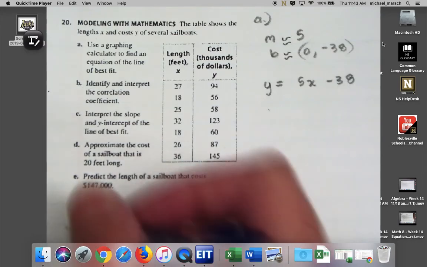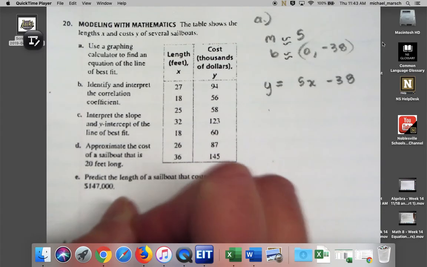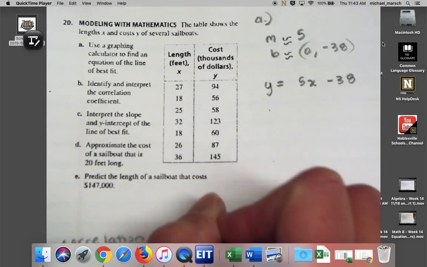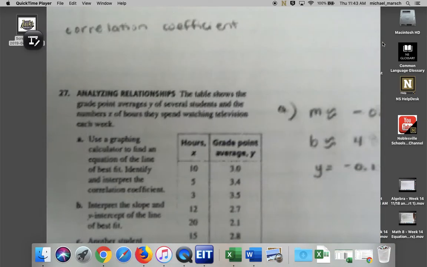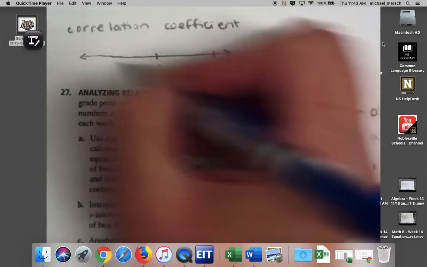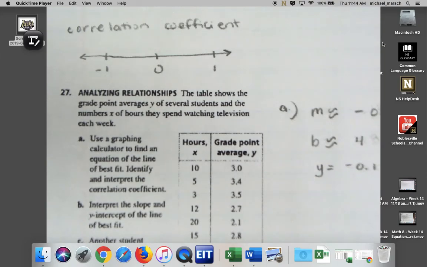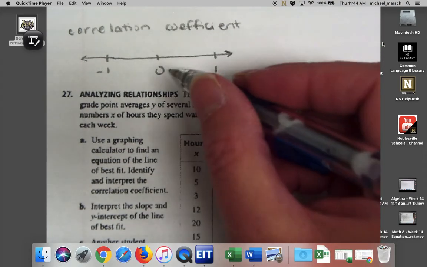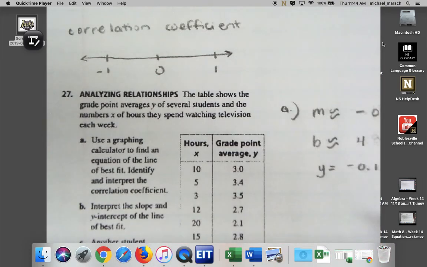Okay, so let's give ourselves a little lesson down here. Correlation coefficient. We have a scale here. We've got 0 in the middle, we've got 1, and we've got negative 1. The closer it is to the 1 or the negative 1, the stronger it is. It doesn't matter if it's positive or negative 1. It's just how close that value is to 1. If it's really close, like 0.9, 0.95, 0.8, that's a pretty strong correlation. If it's like 0.2, not a strong correlation, right?